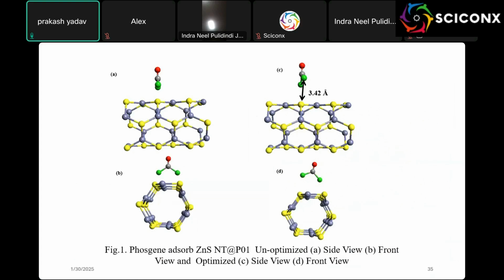So you clearly see that in the unoptimized structures we take our molecules at minimum positions in computational simulations, when the bond is not formed. But after the optimization, we clearly see the molecules are visible due to the physisorption nature. The distance changes, and the structure, side view and front view, are given in this slide.